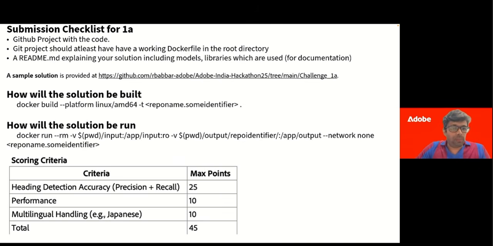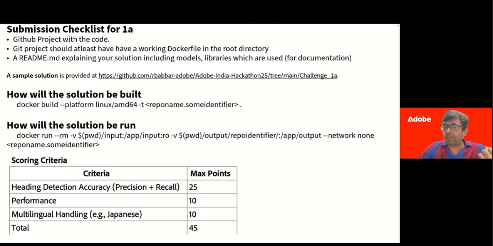And how will your solution be built? Essentially, whatever repo you provide, we will execute a command like docker build --platform, and we will create a Docker image out of your repository, which will essentially just need a Dockerfile. Again, if you want to refer to a sample solution, it is present in this particular repo. This command will lead to a Docker image, which will be run with this command, which says docker run on a particular input. It'll be given the input, and it'll also output your results to a particular output directory.